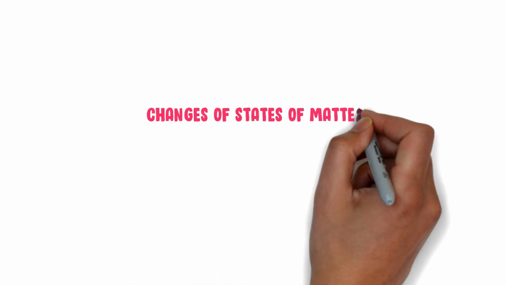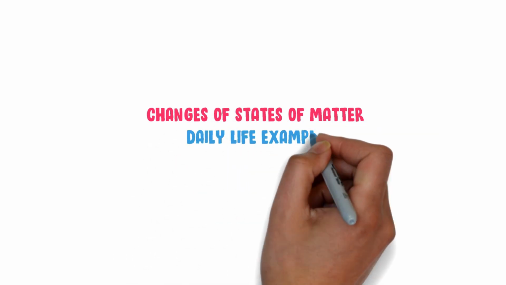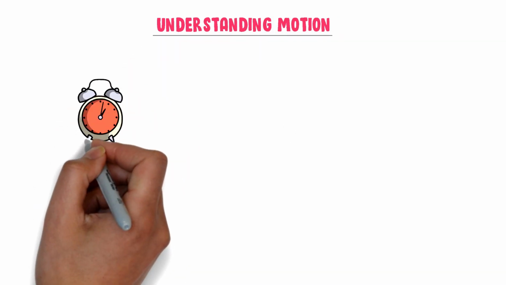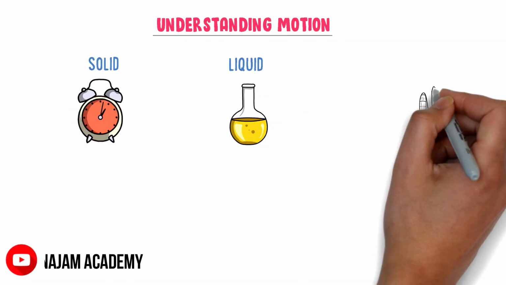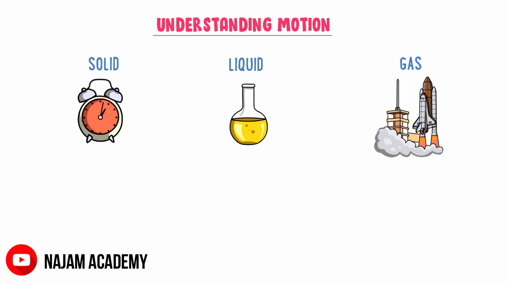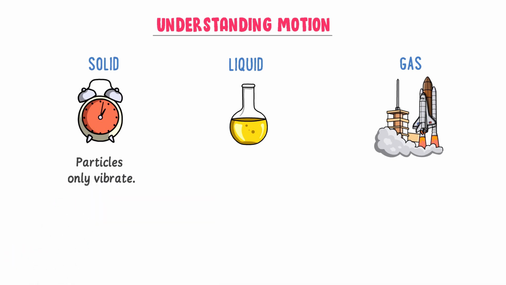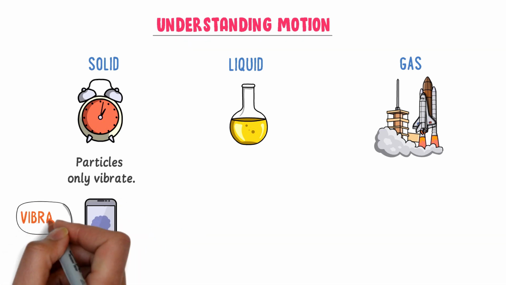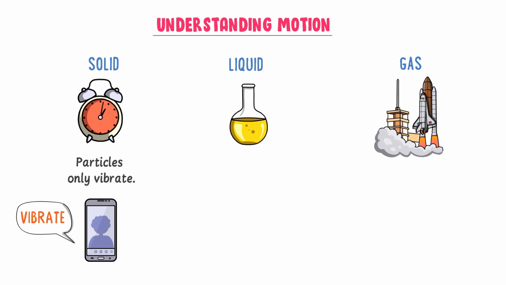Change of states of matter and their daily life examples. Firstly, we will understand the motion of solid, liquid, and gas. We know that the particles of solid only vibrate about their mean position. For example, your cell phone only vibrates about its mean position.